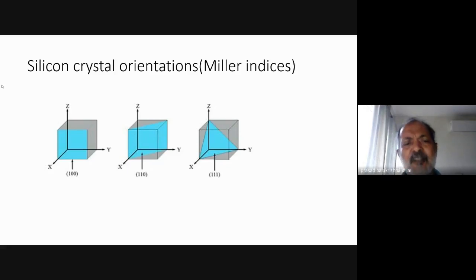These are the two. As far as MEMS are concerned, other orientations are also used actually. So these are the basic crystal orientations, normally denoted by the Miller indices. So these two orientations are the most popularly used orientations.